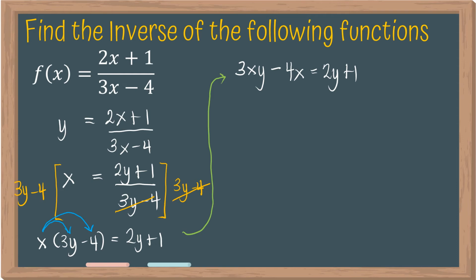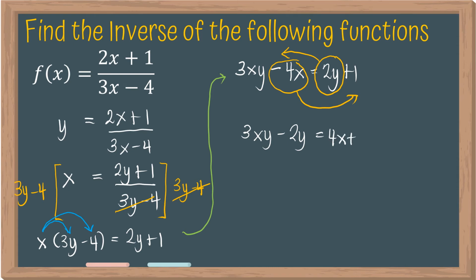Since we are solving for y, pagsamahin natin lahat ng may y variable sa isang side na equation and then the rest to the other side of the equation. So doing that, we can have here 2y going to the left side of the equation. And then since negative 4x ito, wala siyang variable y, let us put it on the right side of the equation. So if we're going to do that, we will have 3xy minus 2y is equal to 4x plus 1.